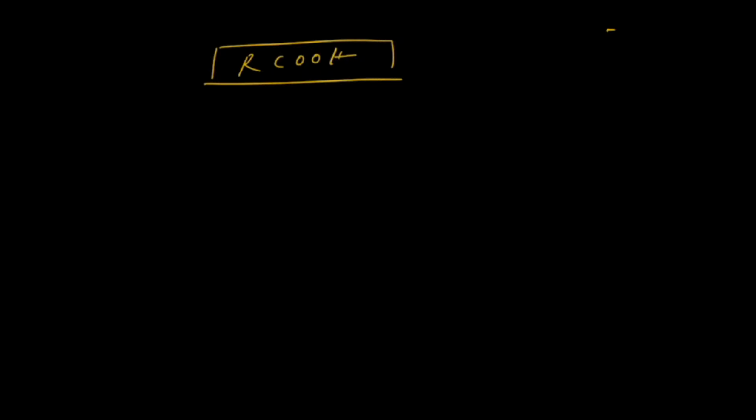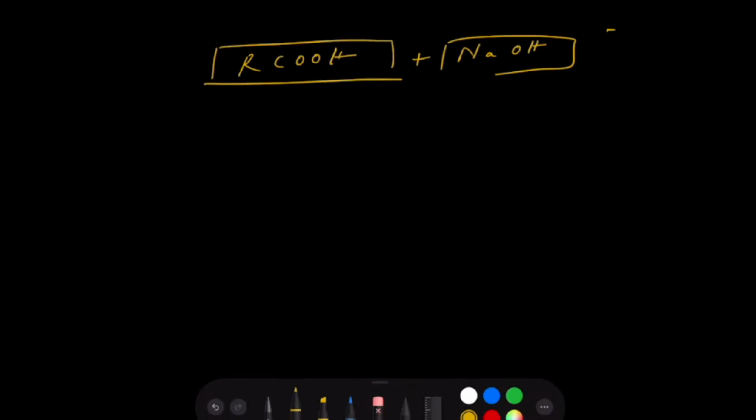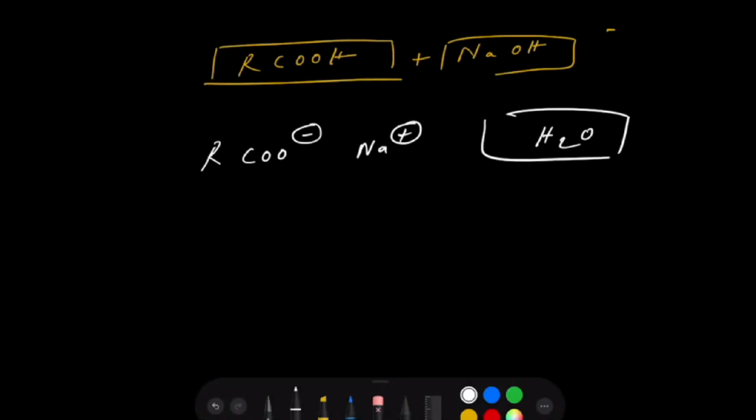But now, what is sodium salt? When do you get salt? When a base reacts with acid, you get salt. So what is the sodium salt of a fatty acid? When this reaction happens, you'll get RCOO minus and Na plus, and water comes out. This is a neutralization reaction. Acid plus base gives you salt.